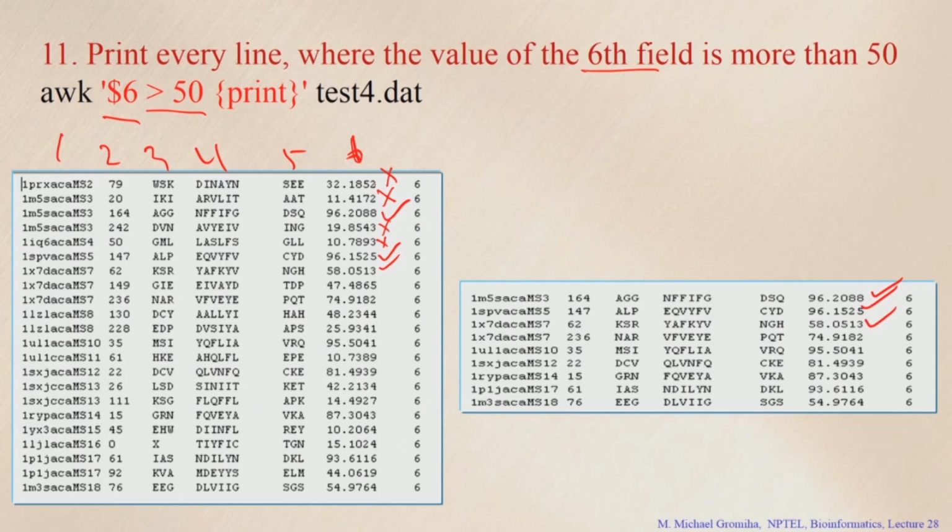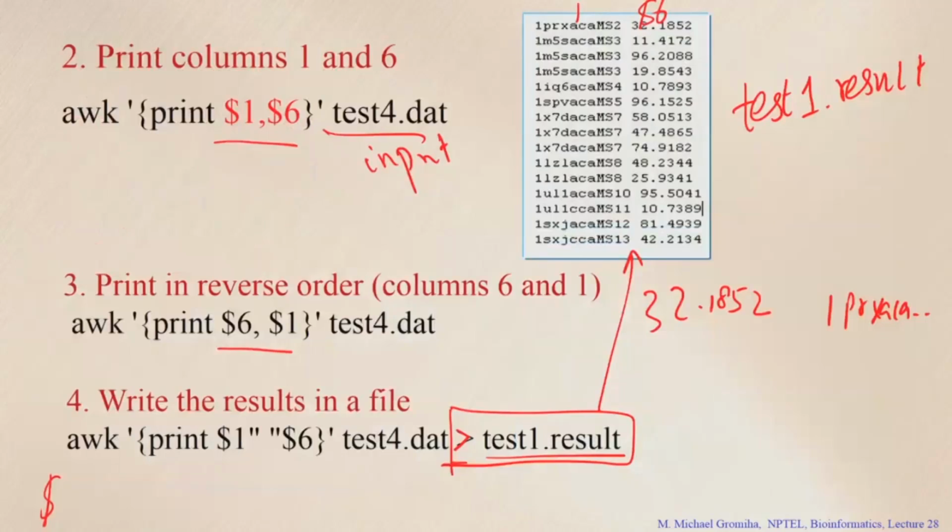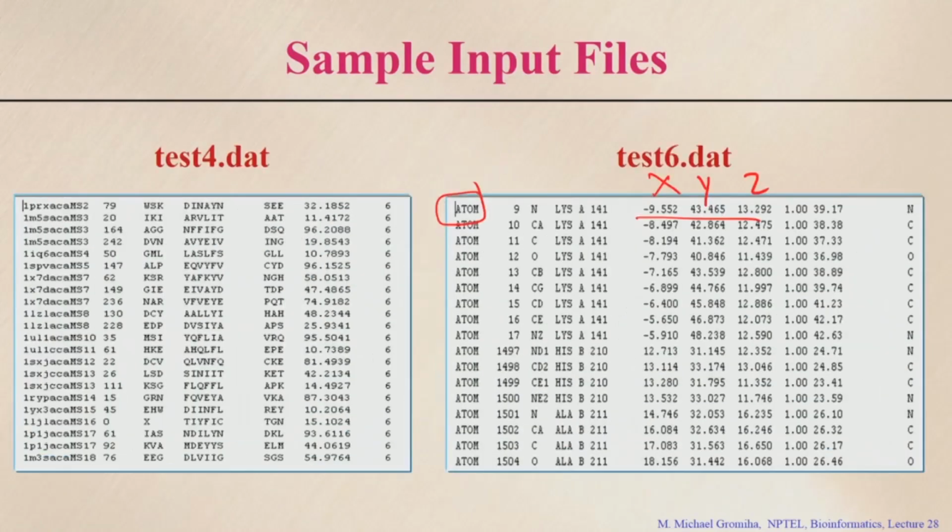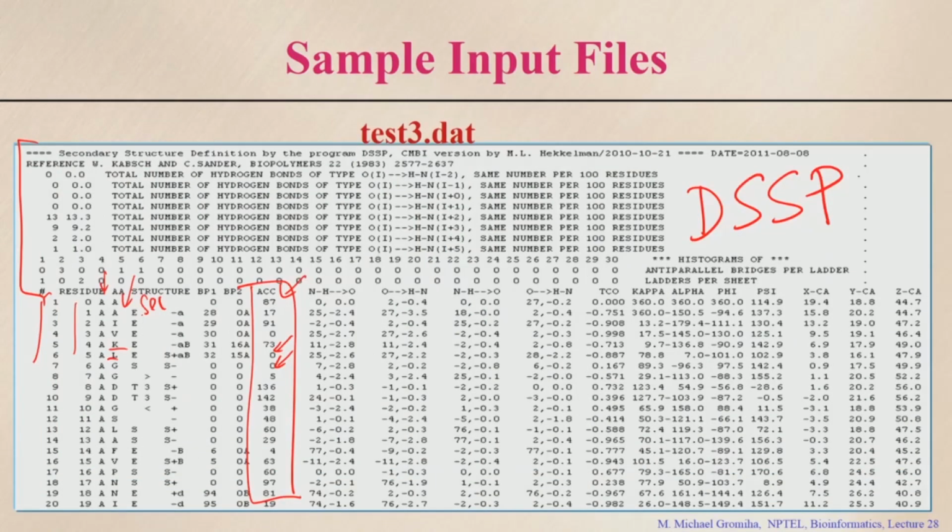Now I give an example. I want to see how many amino acids are in the buried region. If you have any PDB-ID, you may want to see the number of residues which are buried. So, you can run the DSSP, and you will get this output.